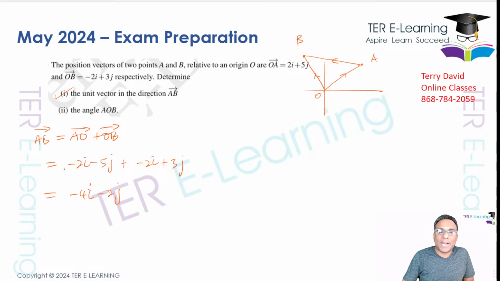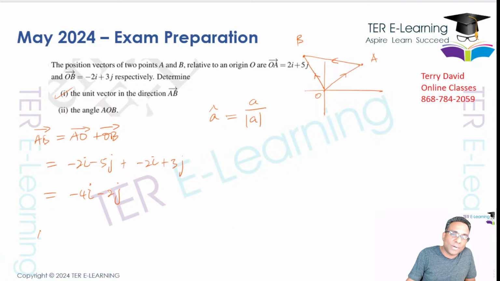All right, so I have the vector AB here. Now, if you check your formula sheet, if you want to work out a unit vector, it is actually the vector divided by the magnitude of the vector. If you look at the formula sheet, you'll see that.